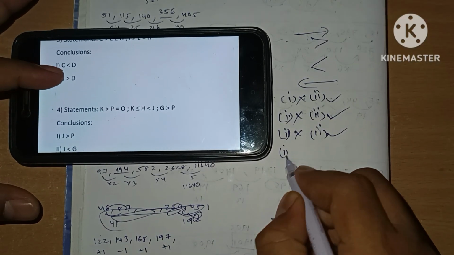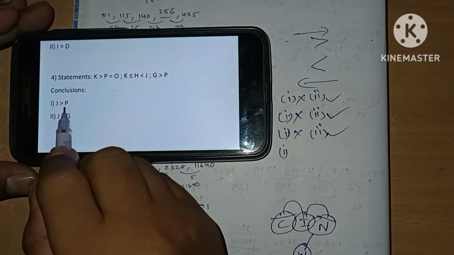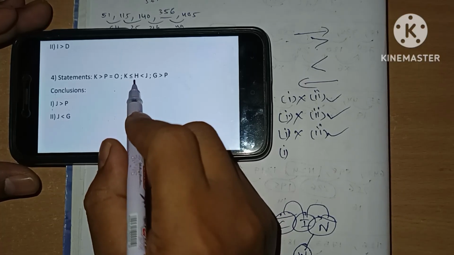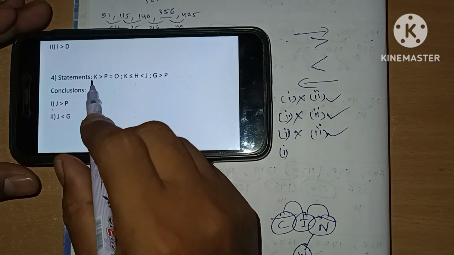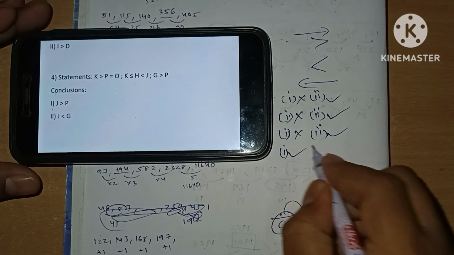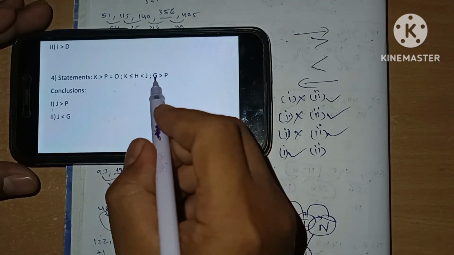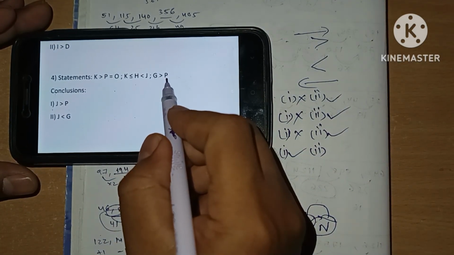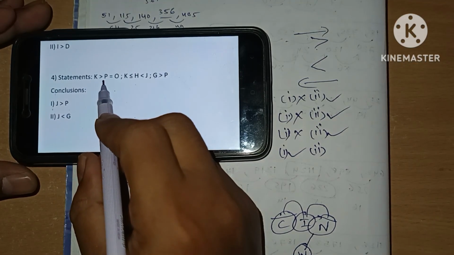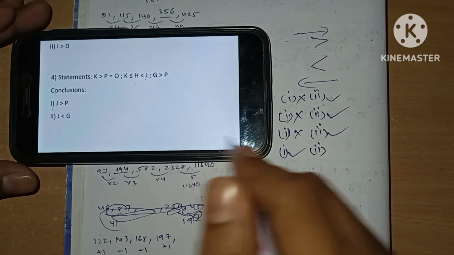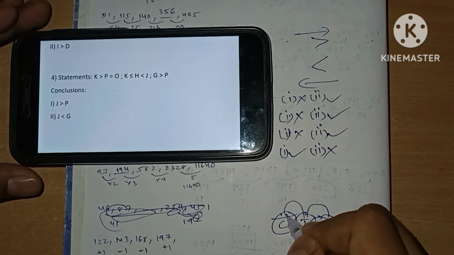Fourth one, the flow from J to P. From J we can reach to H and K. From K we can reach to P. So first conclusion will be true. Second conclusion, the flow from G to J. From G we can reach to P. From P we cannot reach to J. So second conclusion will be false.